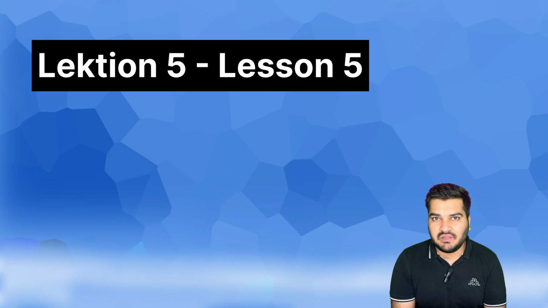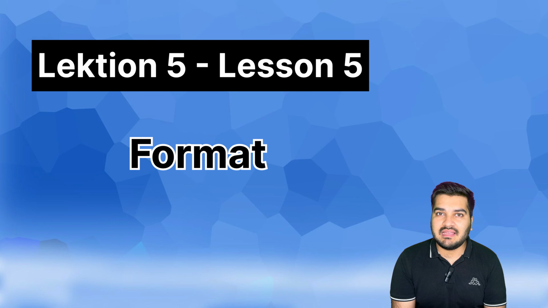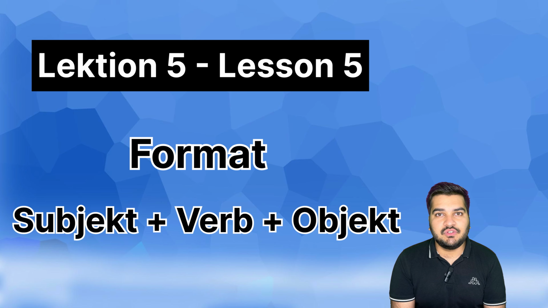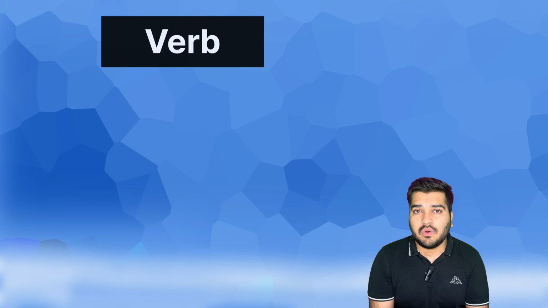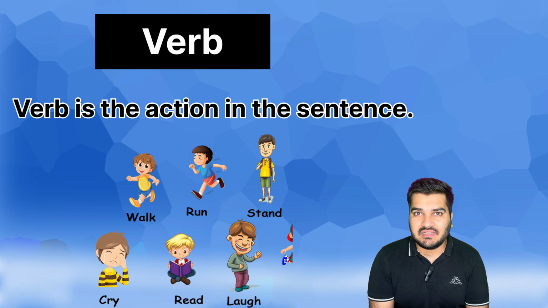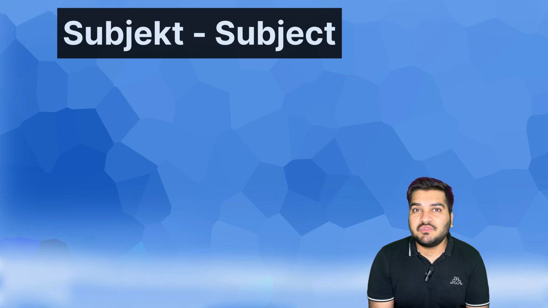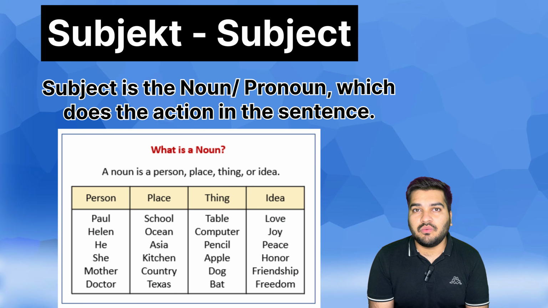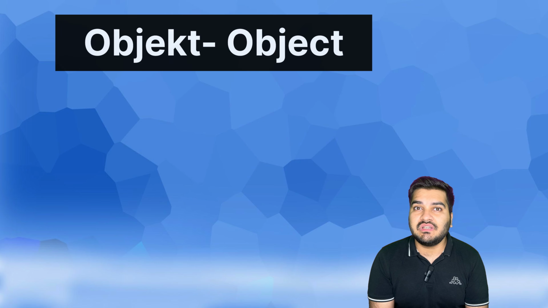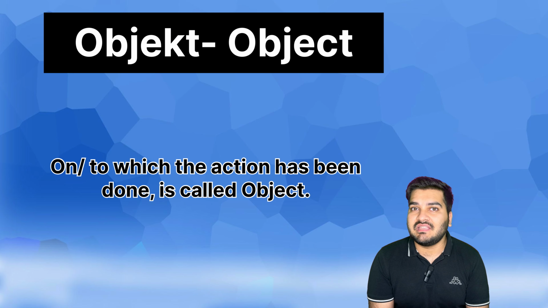To learn Satzbildung, the very first thing is format. So the format is same as English. That means subject, verb and object. Now what is verb? Verb is the action of the sentence. So any action that is happening in the sentence, either it is eating, sleeping, writing, listening, learning, anything, any action that is happening is called verb in the sentence. Subject is the person or the noun which does the action. Object is on which the action has been done or to which the action has been done.